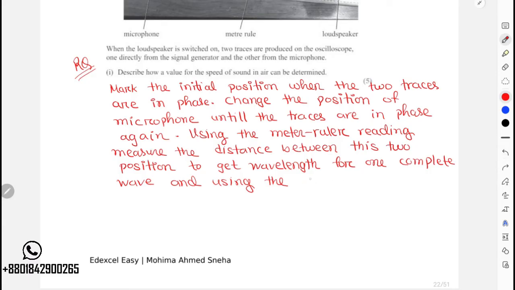I'll just write cathode ray oscilloscope, CRO, okay? But you cannot write that on your exam paper. You have to write this in terms of words. Using the cathode ray oscilloscope, measure time period.